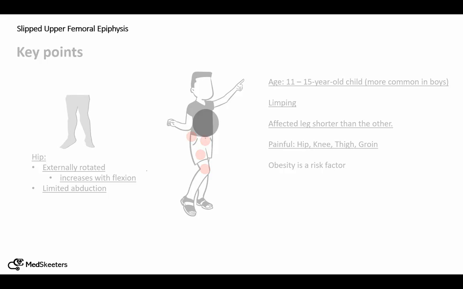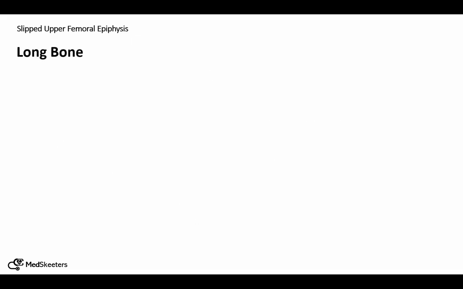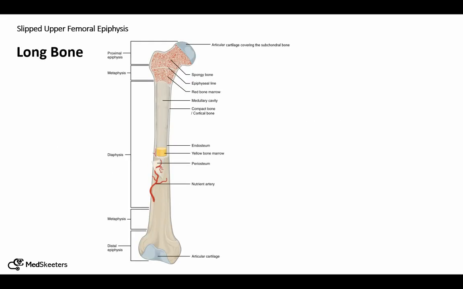Now, let us understand the structure of a long bone. A long bone is divided into three parts. Epiphysis, which is the end of a long bone. Diaphysis, which is the midsection or shaft of a long bone. Metaphysis, which is the portion of a long bone between the epiphysis and diaphysis. So that means a long bone has two epiphyses, two metaphyses and a diaphysis.